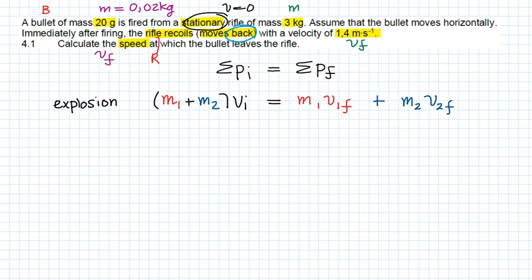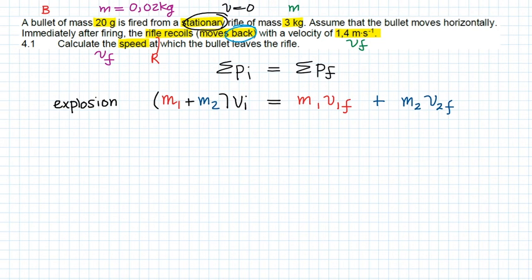Now, when you label, you're welcome to use a B for bullet and an R for rifle instead. I'm sticking to 1s and 2s. This may be a bit confusing when you're writing your exams, so do what suits you best, but make sure that it's in a form that the marker will understand. So firstly, we write out that the sum of the momentum before is equal to the sum of the momentum after the collision. We know that this is an explosion.